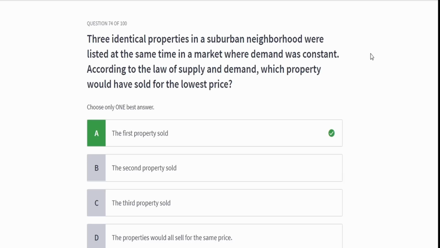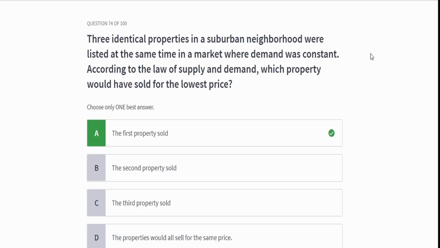It would be the third property sold, because again, supply is lowering. As supply lowers, demand increases, and thus the prices would increase. So obviously that's a simplified version of supply and demand, because it's very simplified in the instance that we're not factoring in a lot of other typical factors.